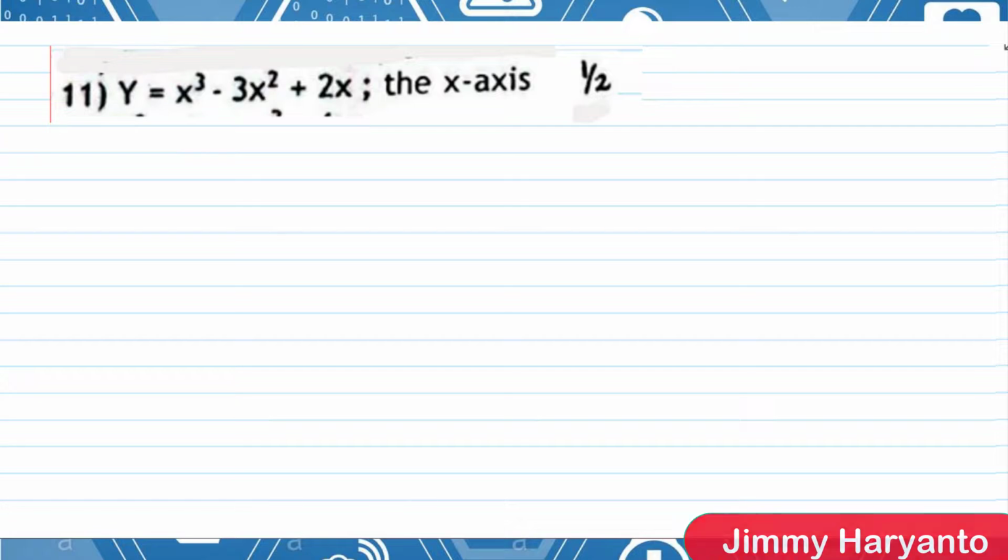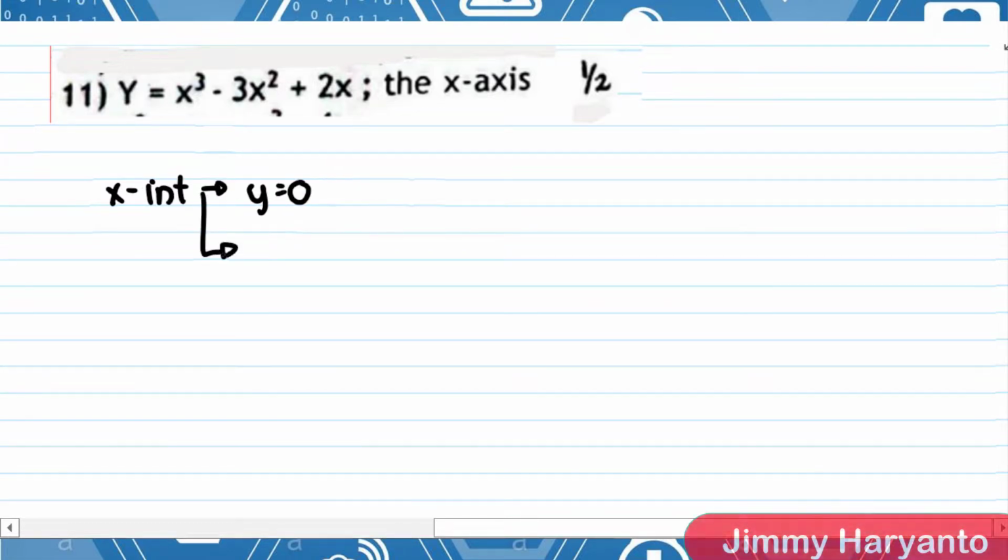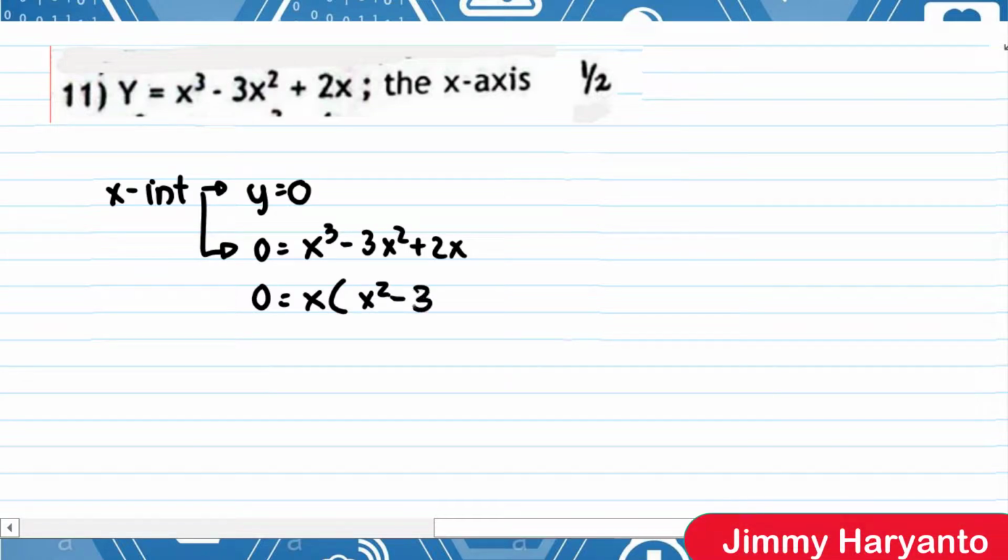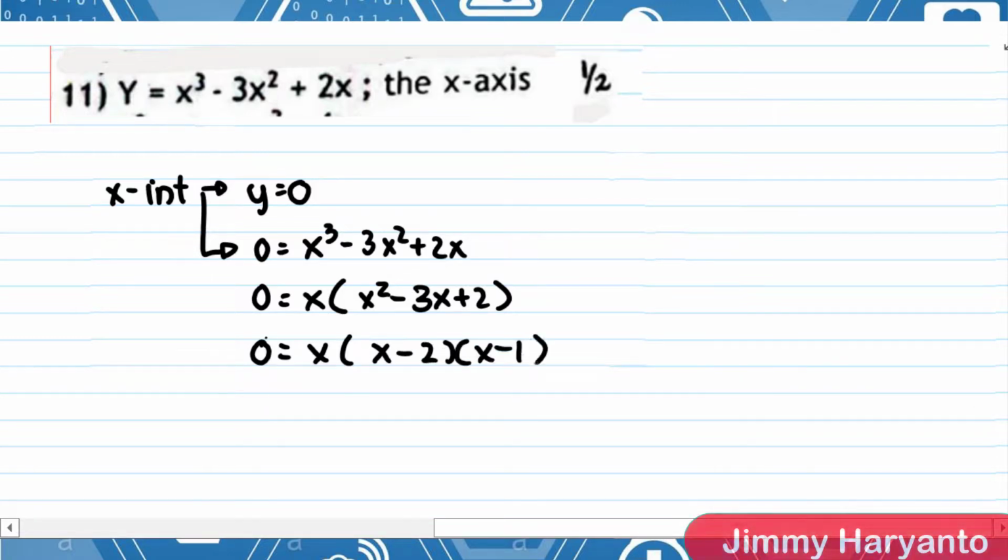And the last one is still the same with the previous one, so you have to find the x-intercept. Okay, let's find the x-intercept first. y equals 0. That means 0 equals x to the power of 3 minus 3x squared plus 2x. You have to factorize it. Factorize the x. Negative 3x plus 2. And then 0 equals x times x minus 2, and then x minus 1. x equals 0, x equals 2, and x equals 1.